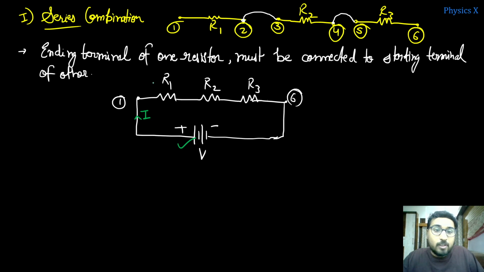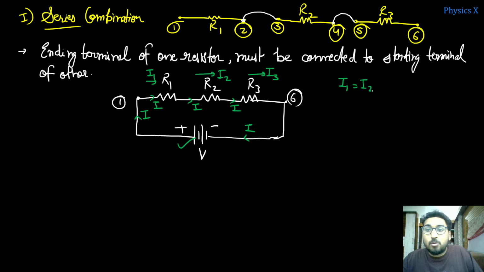So let us say the current flowing in R1 is I1, here it is I2 in R2, and here it is I3. What I mean is that the same current will flow here, the same current will flow here, and the same current will return to the negative terminal. So I am saying that I1 is equal to I2 is equal to I3.